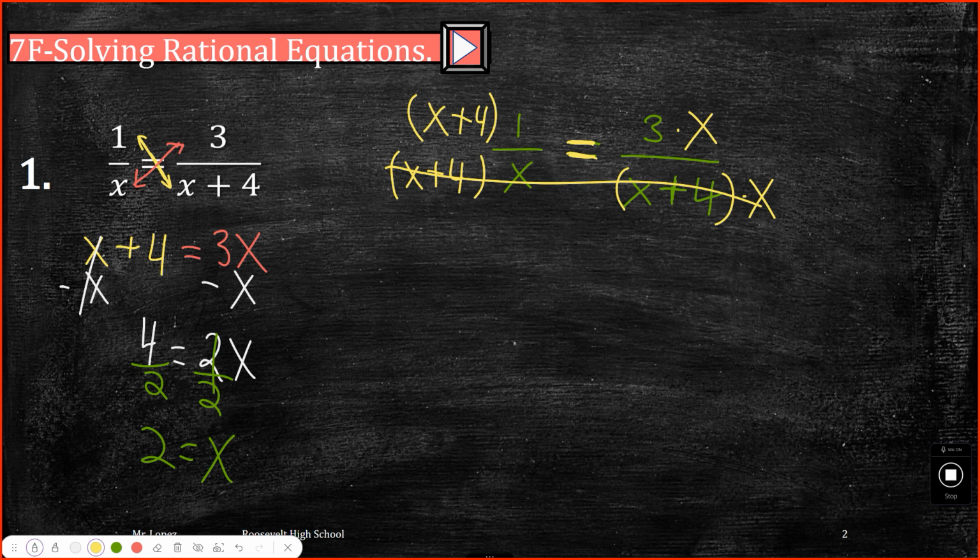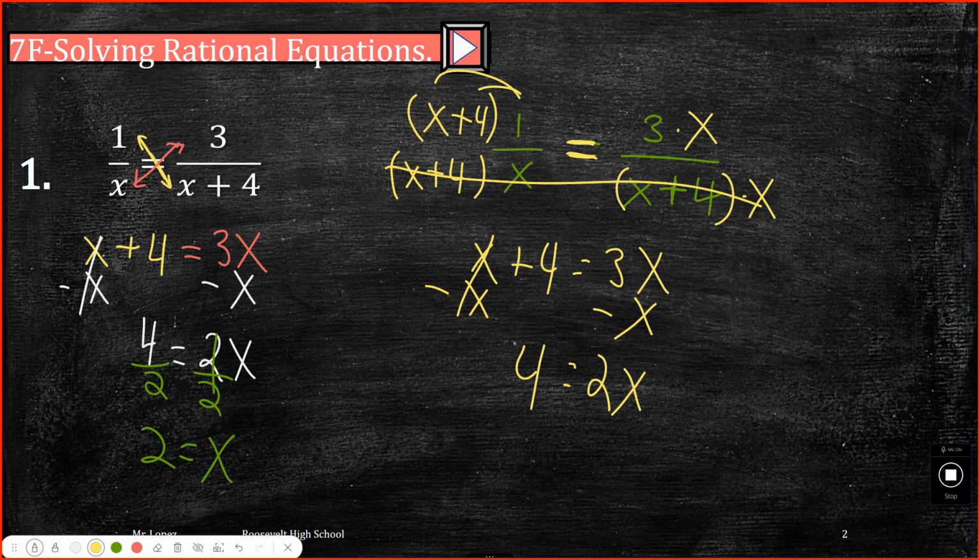And now I can go ahead and just multiply this out. That's just x plus 4. X plus 4 is going to equal 3 times x, which is 3x. It's the same thing, minus x. Cancel this. 4 is equal to 2x. Divided by 2, x equals 2.